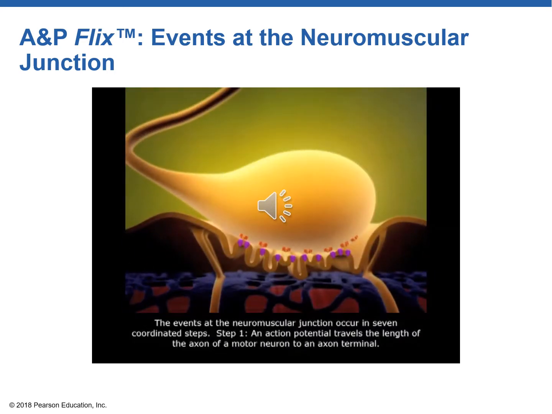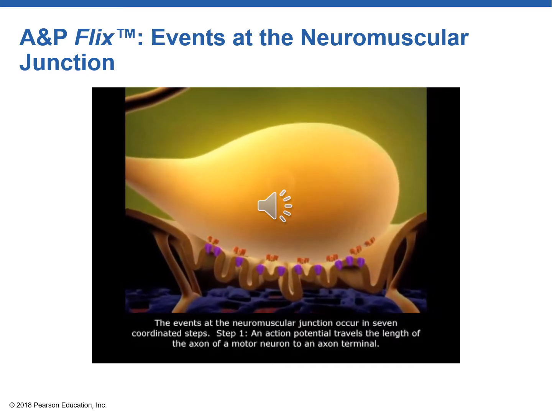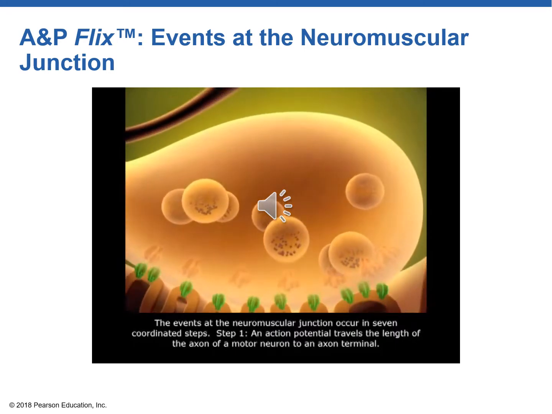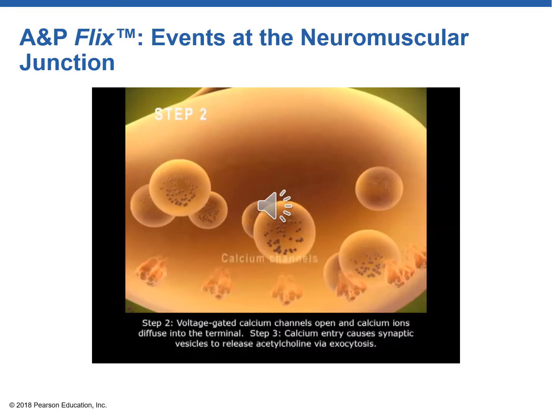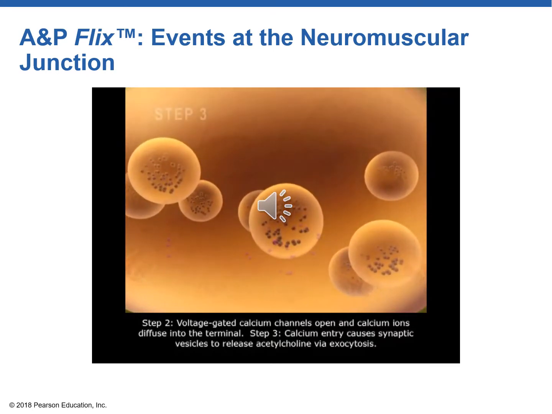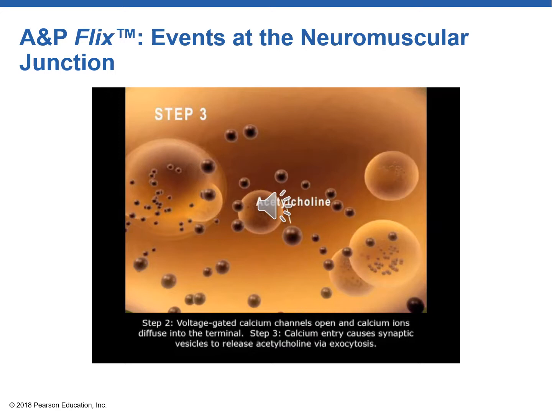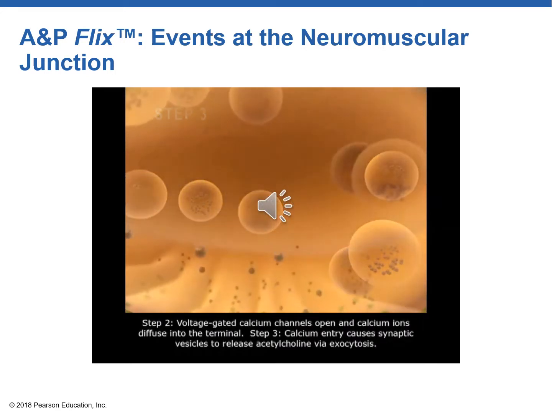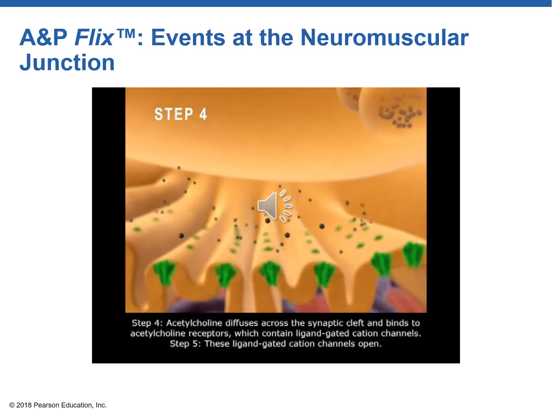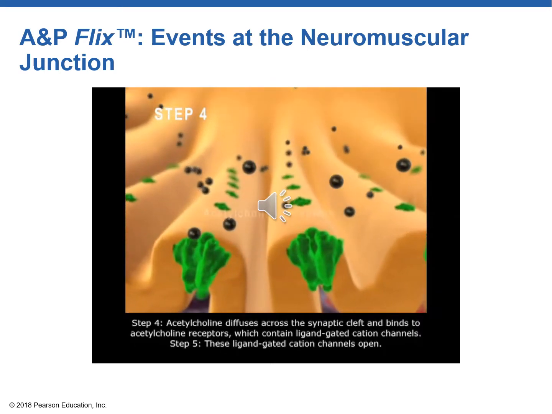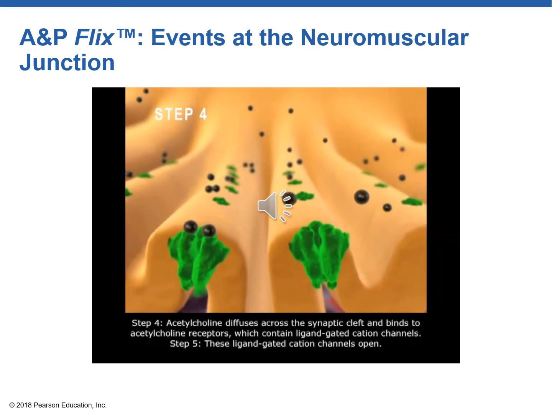The events at the neuromuscular junction occur in 7 coordinated steps. Step 1. An action potential travels the length of the axon of a motor neuron to an axon terminal. Step 2. Voltage-gated calcium channels open and calcium ions diffuse into the terminal. Step 3. Calcium entry causes synaptic vesicles to release acetylcholine via exocytosis. Step 4. Acetylcholine diffuses across the synaptic cleft and binds to acetylcholine receptors, which contain ligand-gated cation channels.